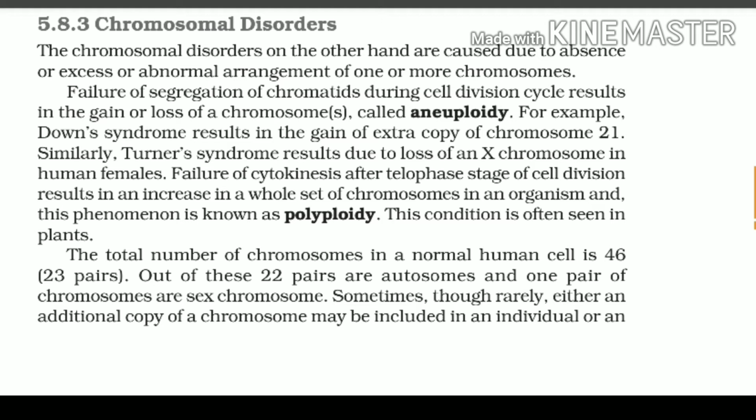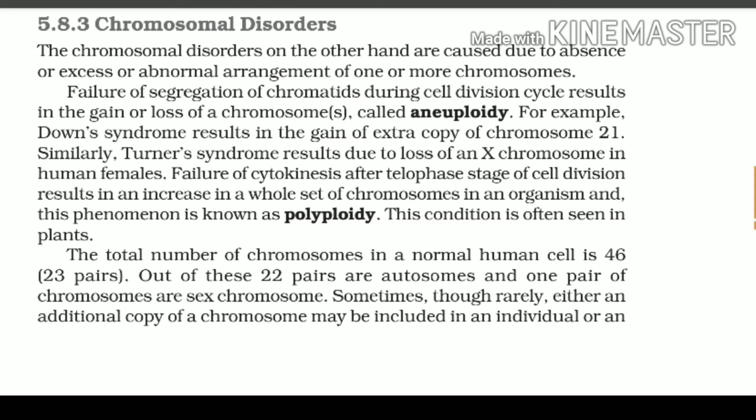Students, let's come back to the textbook, page 90. Chromosomal disorders. The chromosomal disorders, on the other hand, are caused due to absence or excess or abnormal arrangement of one or more chromosomes. Chromosomal disorder can happen because of three reasons. Number one, absence of chromosome or excess of chromosomal part or abnormal arrangement of one or more chromosomes.